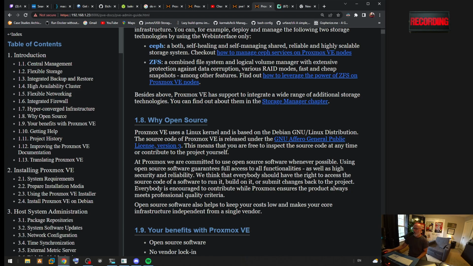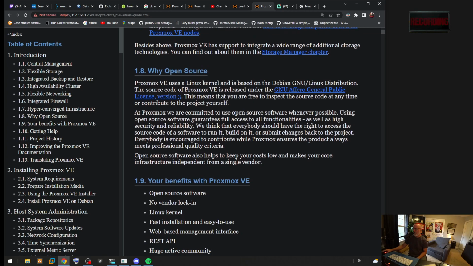All right, so at Proxmox, the community uses open source software wherever possible. I think they're a little bit overzealous in their use of open source, which is fine. It sounds like they're more of a copyleft kind of group than open source. I think they mean free software and not open source. Using open source software guarantees full access to all functionalities, as well as high security and availability. We think everybody should have the right to access the source code of software they run, build on it, and submit changes back to the project. Yeah, everybody is encouraged to contribute while Proxmox ensures the product always meets professional quality criteria. Open source software also helps to keep your costs low and makes your core infrastructure independent of a single vendor.